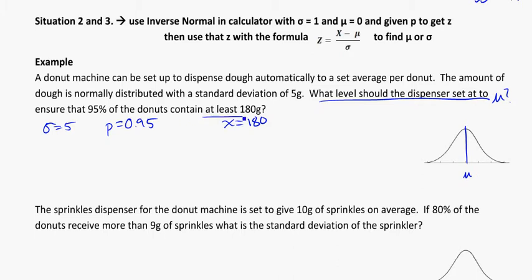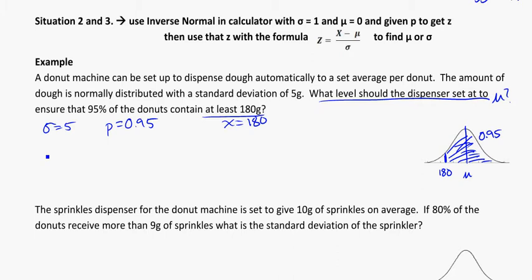The language at least tells me that I need to be looking for things that are bigger than 180. So I'm guessing, because it's 95%, that's a lot of this, that it's going to be down here at 180, and I'm looking for everything above that, and that's going to be 95% under that area. So again, at least, everything from 180 up, so I know that's going to be below my mean because it's more than half of my probability.